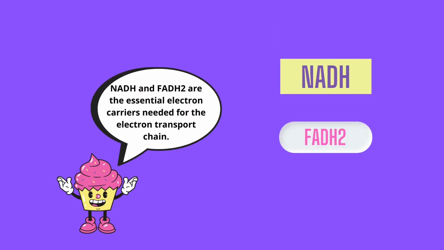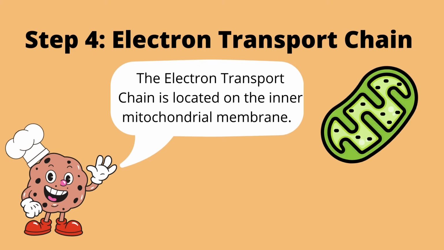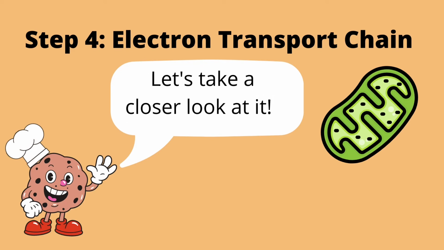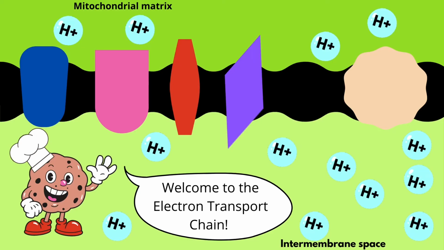NADH and FADH2 are the essential electron carriers needed for the electron transport chain. Let's see what they do. The fourth and final step of cellular respiration is the electron transport chain. The electron transport chain is located in the inner mitochondrial membrane. Let's take a closer look at it. Welcome to the electron transport chain. This is where all the magic happens.